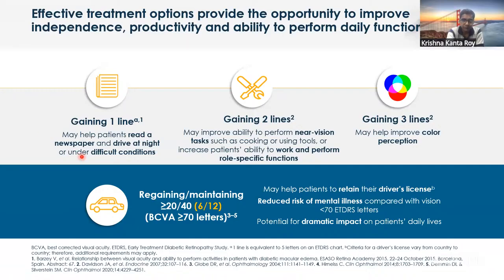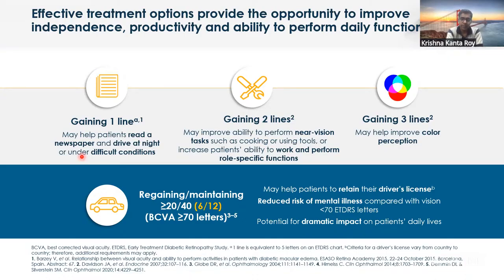But in our patients, reading is the most important thing that they can achieve by 1 line improvement of vision. By 2 line improvement, they can do near vision tasks and slightly complex tasks like cooking, using tools, or fine work such as suturing. Gaining 3 lines means they can perceive color very well. So this is the real life meaning of 1 line, 2 line, or 3 line improvement in vision.